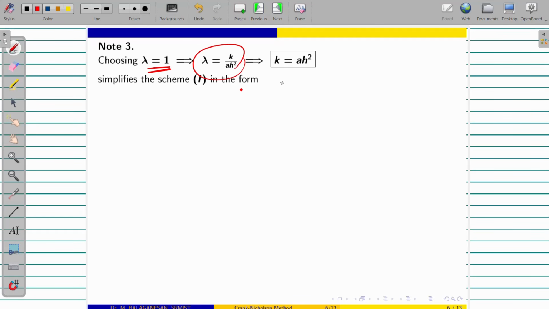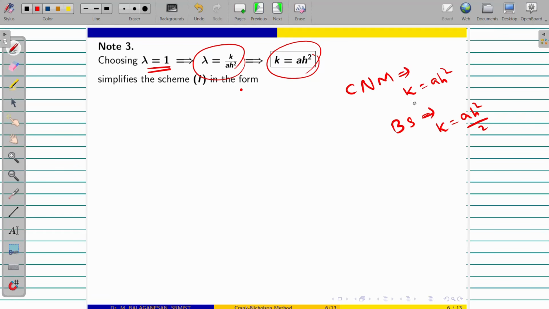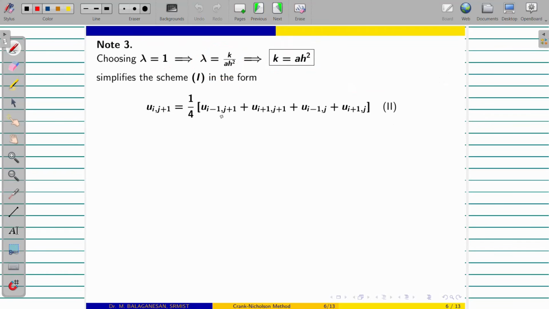k by a h square. Then what about k? k equal to a h square. So in the Crank-Nicholson method, the formula for k is a h square. What about in the Bender-Schmidt method? Do you remember? k is equivalent to a h square divided by 2, half of the Crank-Nicholson value. Try to remember like that, then only you won't make any mistakes. Got it? Right.